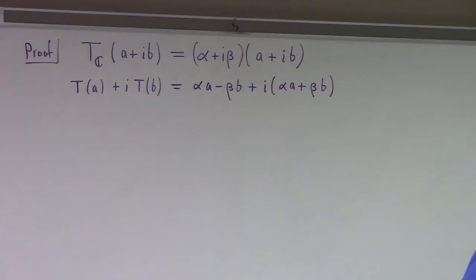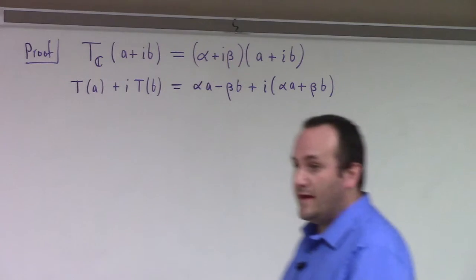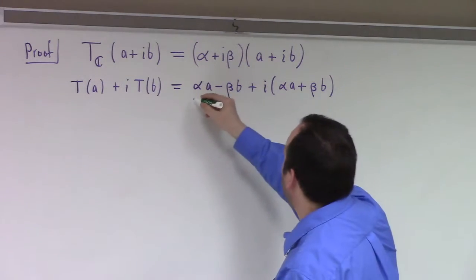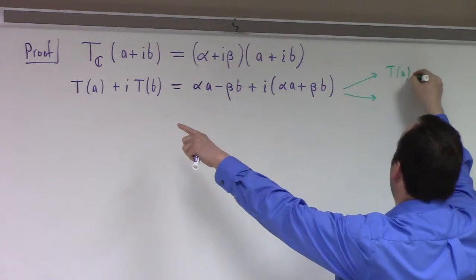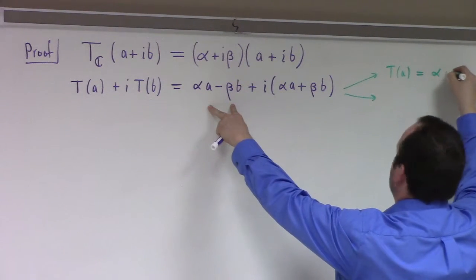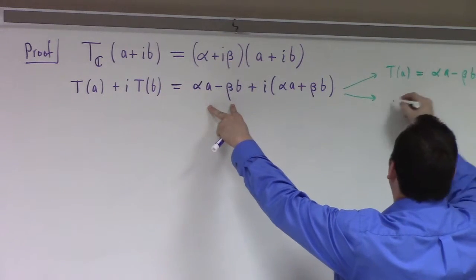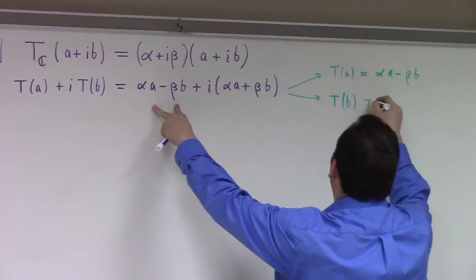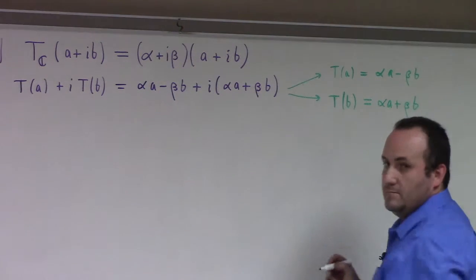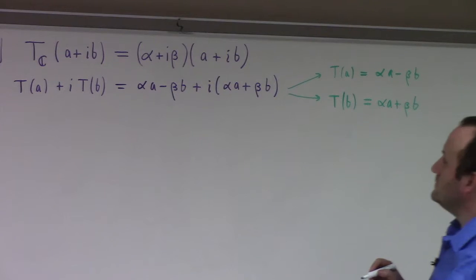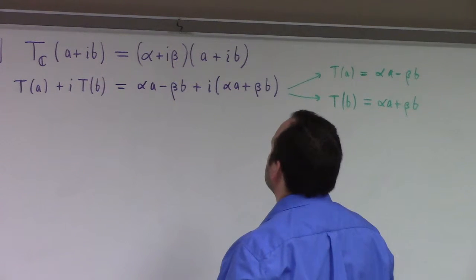If you'll allow me a slightly atemporal proof, I would point out at this point it's immediately obvious why this is true, if we can prove that gamma is indeed a basis. Because once you have this, what does this say? We see T of a is alpha a minus beta b, and this says that T of b is alpha a plus beta b.